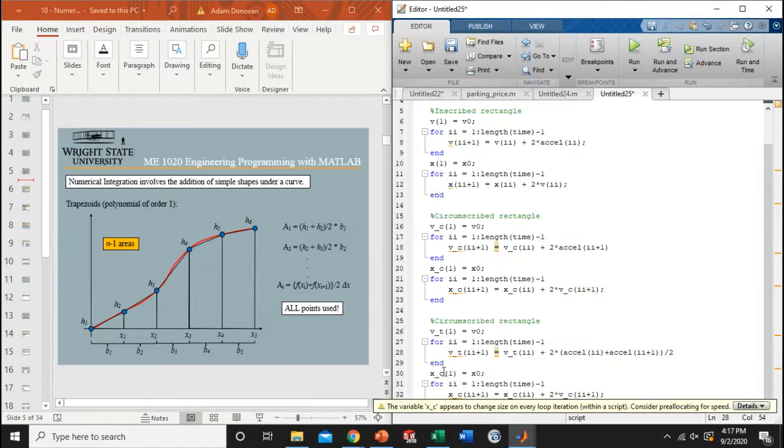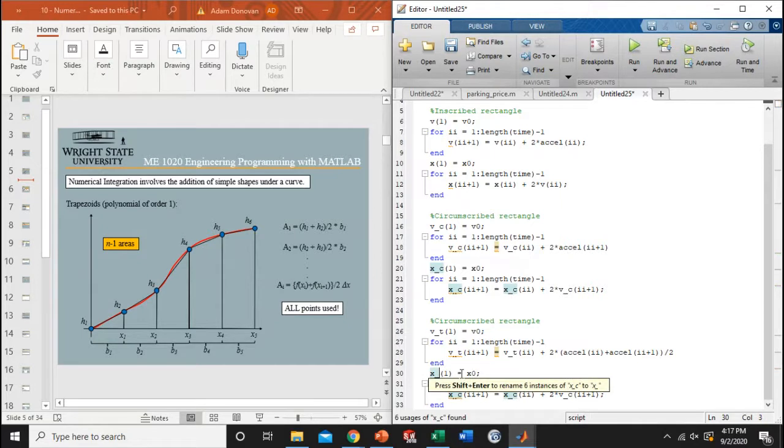And so now I'll have to do the same thing for my x values. I have my initial condition. The next point is equal to the previous point plus base times the average of VT of II, so the left point, plus VT of II plus 1, the right-hand point, divided by 2. And that's the area. These two are both areas of trapezoids.